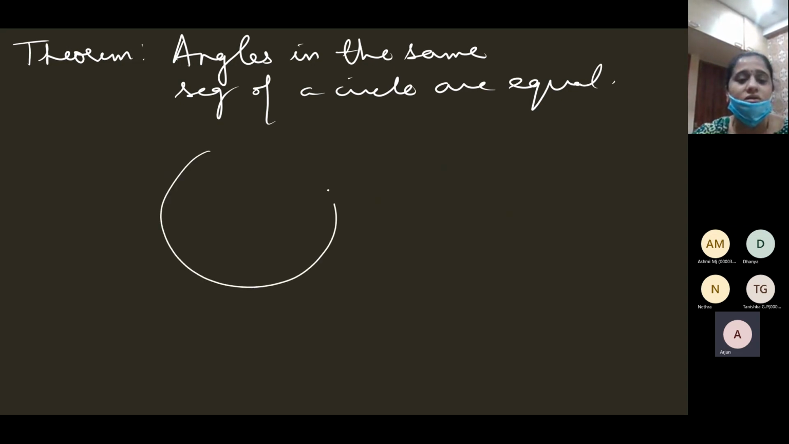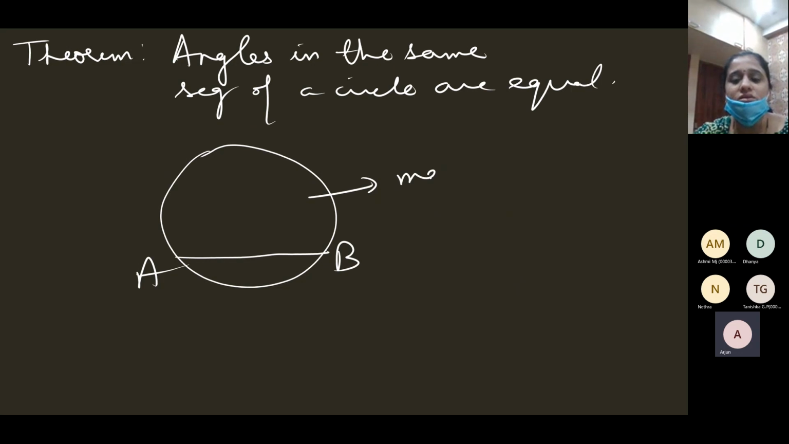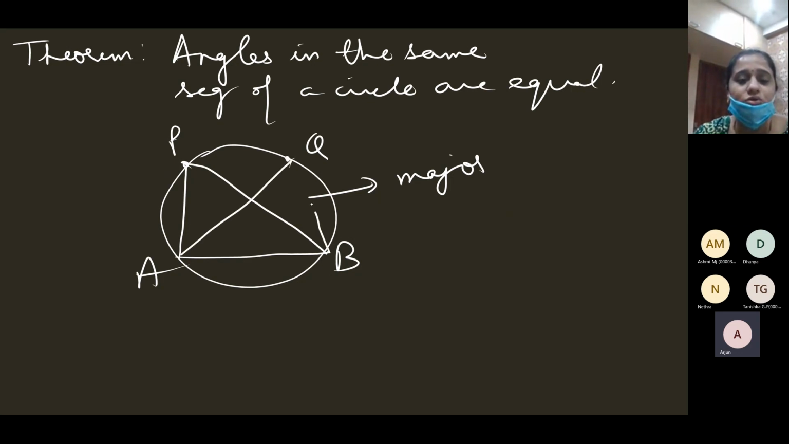Okay, so circle. A segment means there should be a chord AB. This is the major segment. We'll do the minor segment also. Now, in the major arc, take 2 points, P and Q. Now join A to P, B to P. Also join A to Q, B to Q.